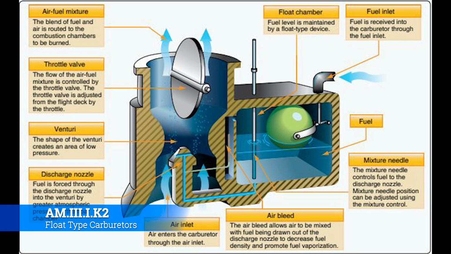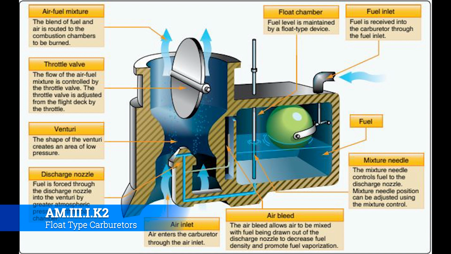Okay, so this is a cutaway of what a float type carburetor would look like on the inside. Now this is simplistic, however, it's really useful just to get an idea of what you're looking at. We're going to start on the left-hand side because we've already gone over that. You can see that if you just follow the graphic from top to bottom, that's the air-fuel mixture. That's the product of the carburetor. That's what it's going to produce.